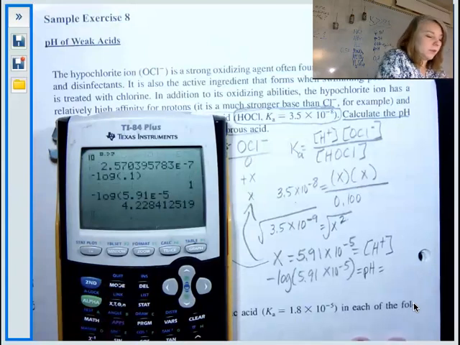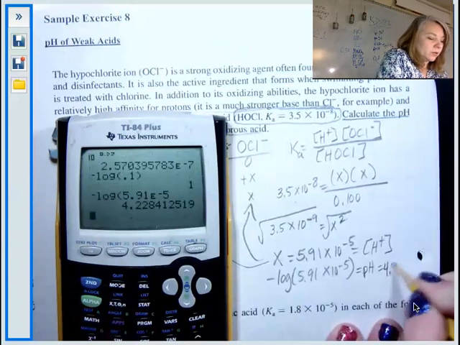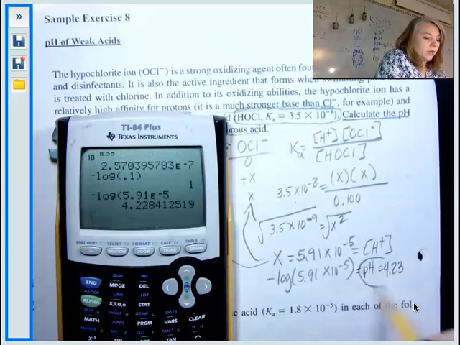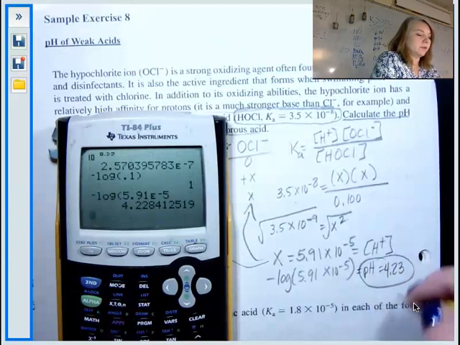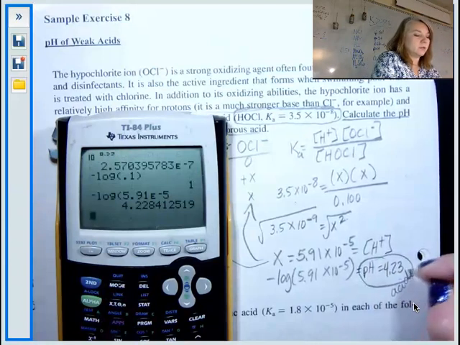.23. I'm with you. 4.23. All right. So is this solution acidic, basic, or neutral? Acidic. Because we're falling below 7, right? So this is definitely an acidic solution.